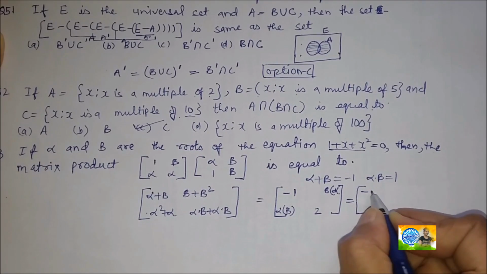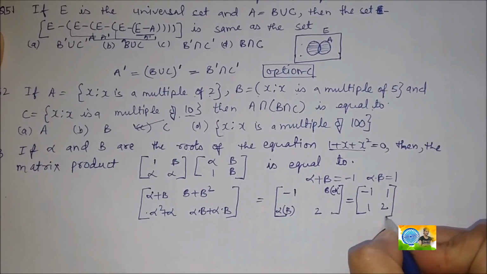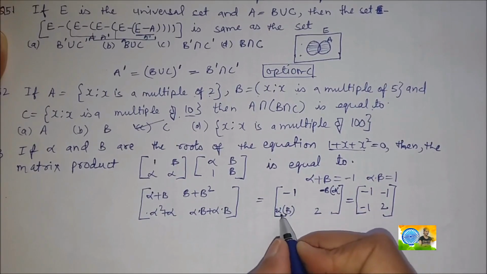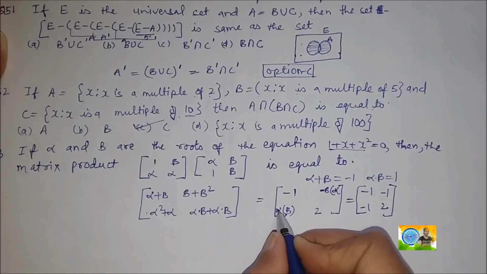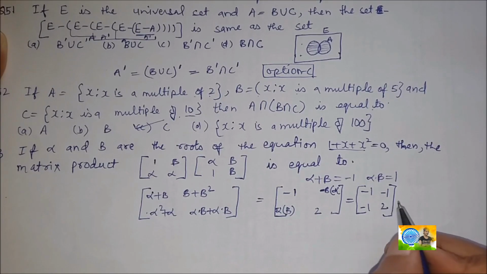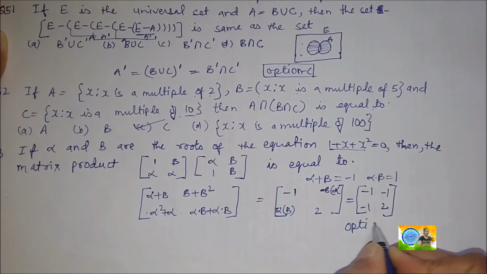So the answer matrix will be -1, 1, 1 and 2. And this matches with option, sorry, the minus sign will also be there because alpha square plus alpha is equal to minus beta. So minus alpha beta, this gives me this, and this matches with option B. So option B is the correct answer.